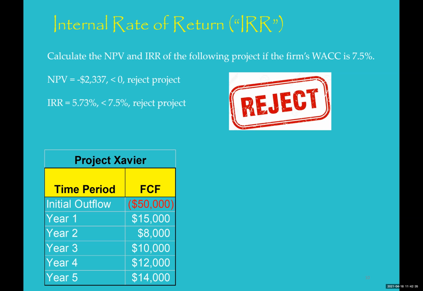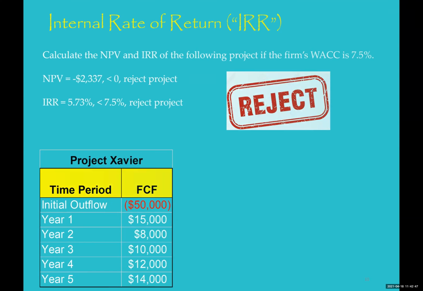The NPV tells you how much money you would lose if you did Project Xavier. The IRR tells you that the return you would get on this project of 5.73% will be less than what it cost you to finance the project. So it doesn't make any sense to do it.